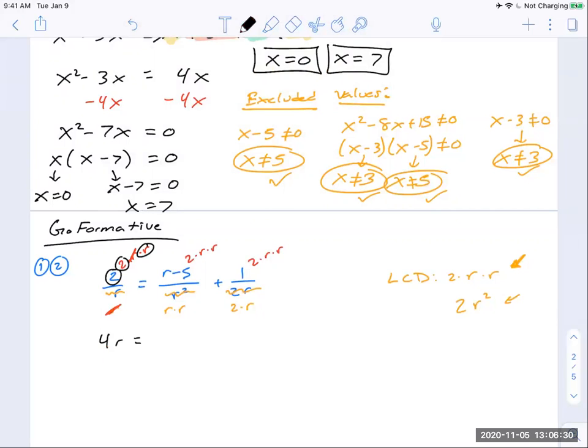In the second one, I have an R and an R that cancel with this R and R. I am left with R minus 5 and a 2. What is R minus 5 times 2? 2R minus 10. Perfect.